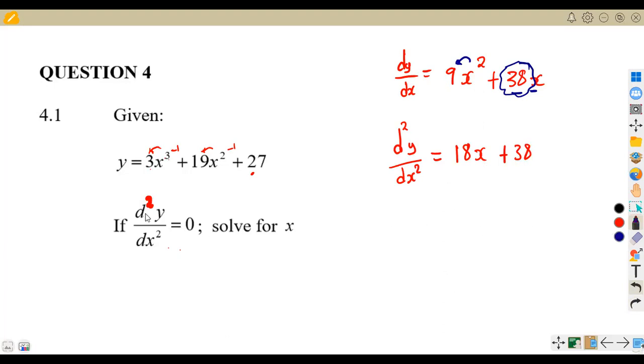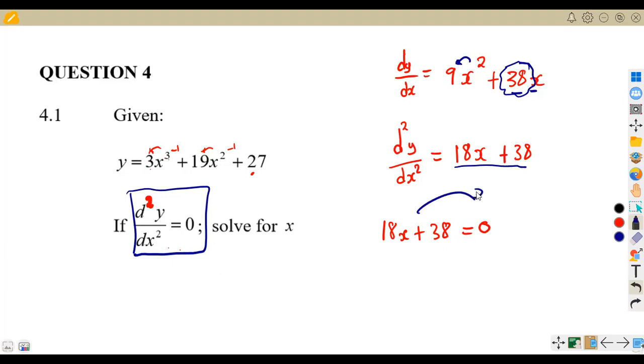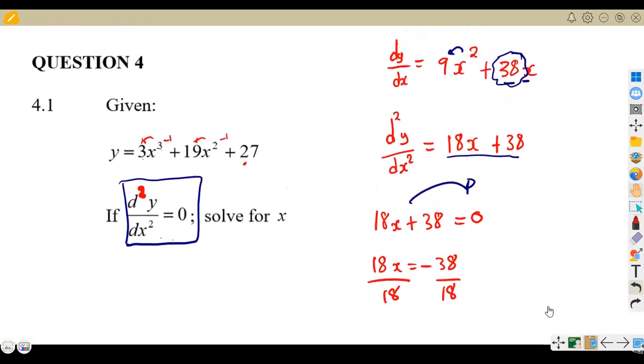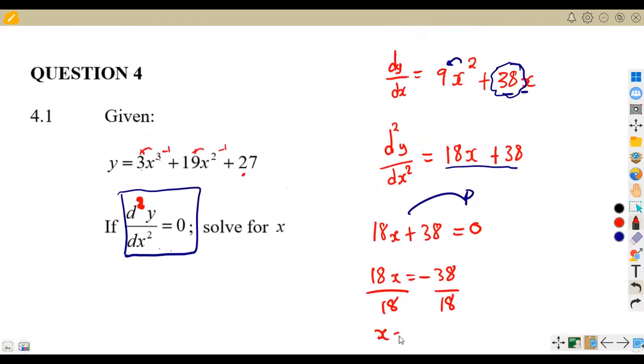Here we are given that the second derivative is equal to 0, so we equate this second derivative to 0. That means 18x plus 38 is equal to 0. We can solve for x. It's a linear equation that we are used to. All we need to do is transpose 38 to the other side of the equation. That means 18x is equivalent to minus 38. We can divide by 18 on both sides to obtain the value of x. So our x is going to be equal to what?